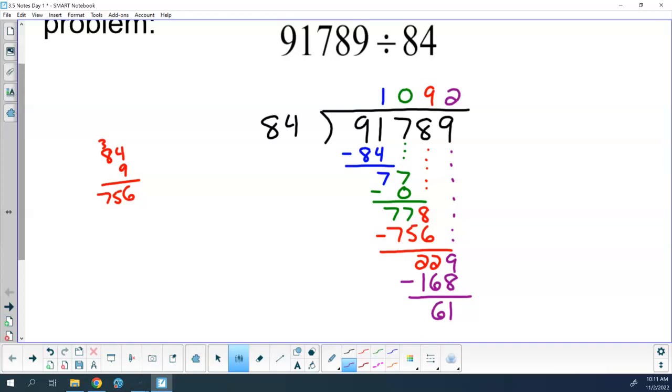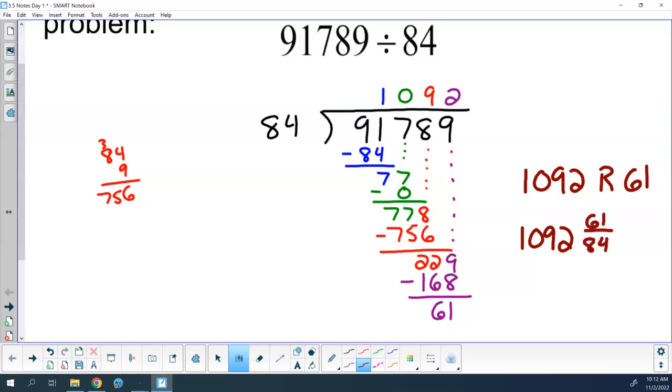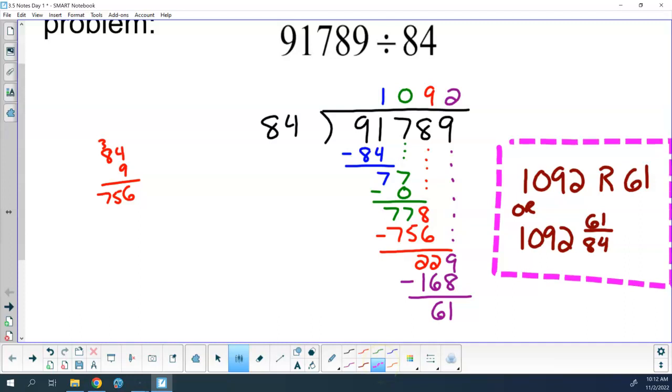And then it's not done yet. It's just another remainder. So you can either make that into a fraction or, we could say this is 1,092 with a remainder of 61. Or we could say this is 1,092 and 61/84. Either one of those, right? You could continue as a decimal, but we're not going to.